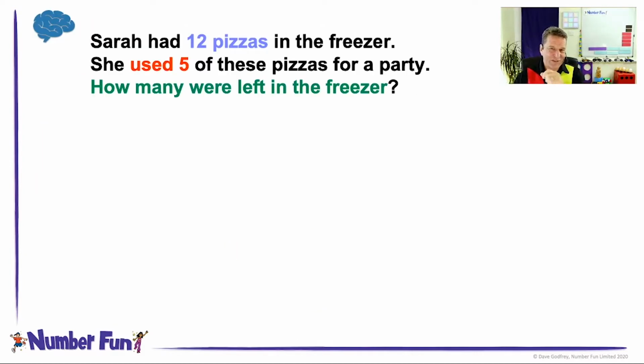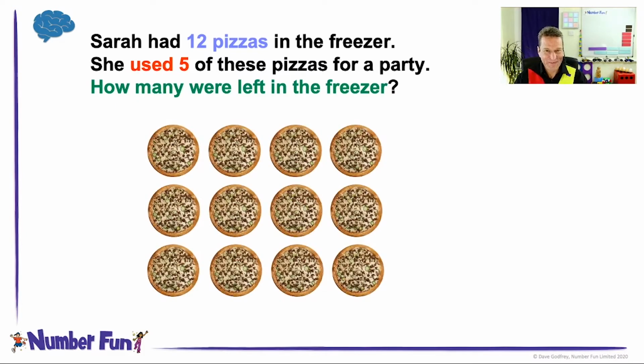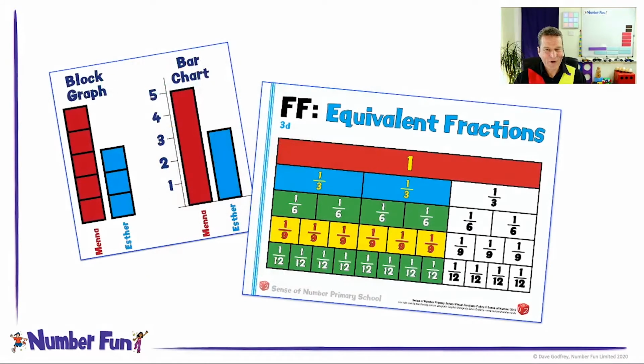Here's a challenge for you to have a go at, a simple word problem about Sarah and her pizzas. So Sarah had 12 pizzas in the freezer. She used 5 of these pizzas for a party. How many were left in the freezer? So here's some pizzas to inspire you. Can I suggest that you pause the video now and have a go at drawing a bar model for that problem? And when you've had a go, play the video again. I wonder how you got on. Well, we'll come back to Sarah and her pizzas in a minute.